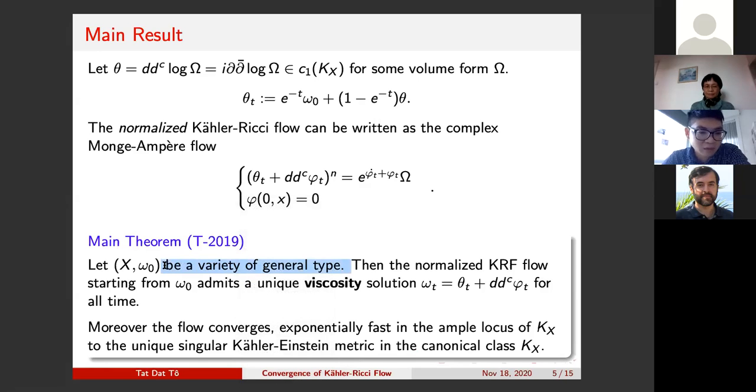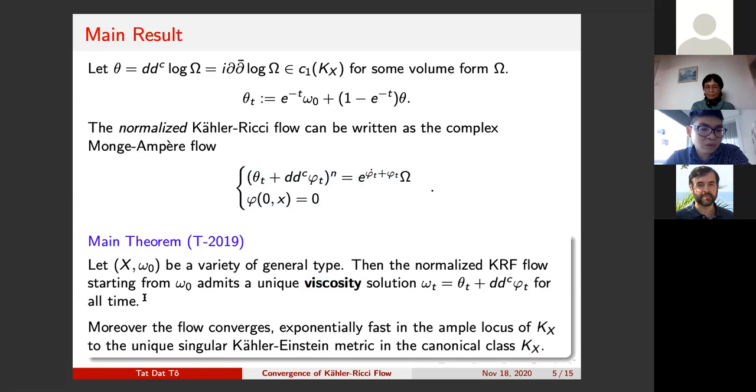Okay, so let (X, omega_0) be a variety of general type. Then the normalized Kähler-Ricci flow starting from omega_0 admits a unique viscosity solution, omega_t equal to theta_t plus ddc of phi_t, for t positive. So here we have the term viscosity. That means I will define our solution in a viscosity sense. I will go back to this setting in a few seconds.